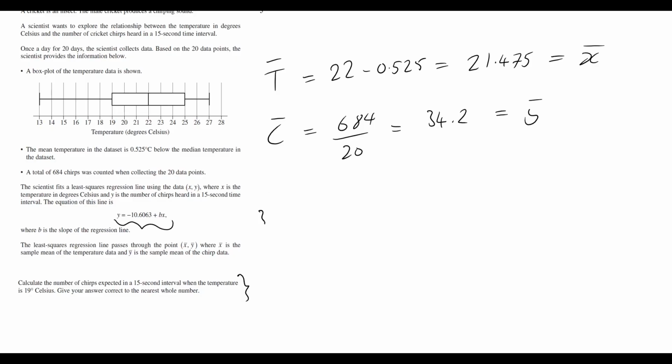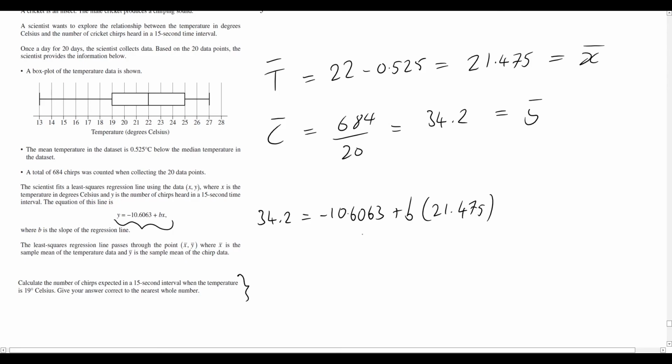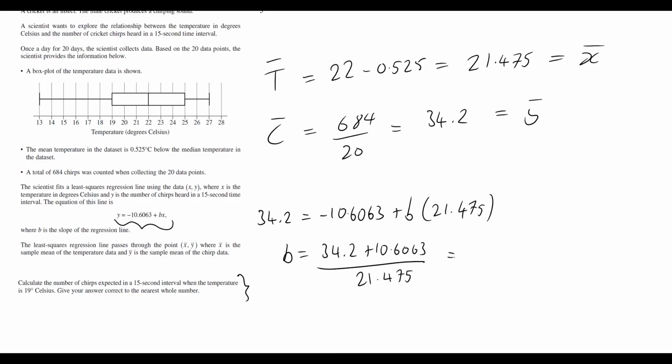So doing that now, we'll see that 34.2 is equal to minus 10.6063 plus b, the slope, times by 21.4475. Okay, so now quickly solving for b, we get that b is equal to 34.2 plus 10.6063 divided through by 21.475. And that will now give us a value of about 2.08644. Okay, so now that we know that value, we can actually approach this actual problem here.